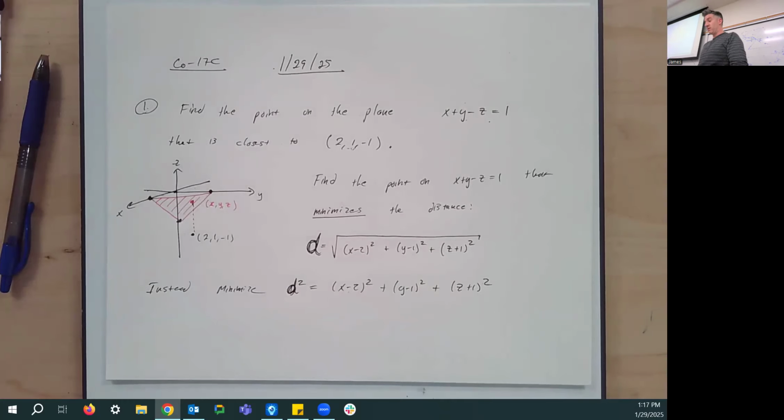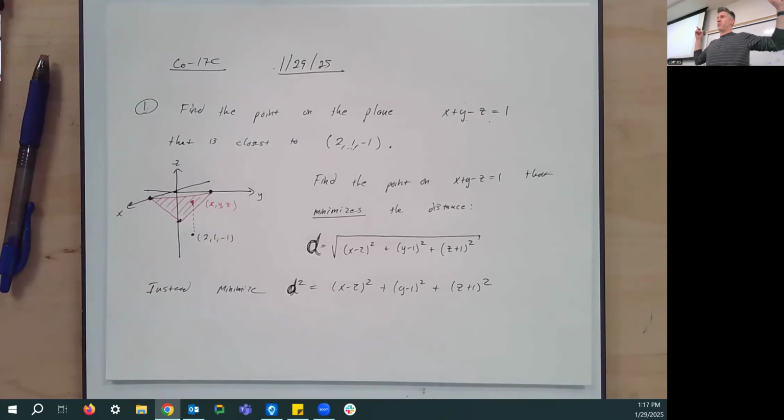The constraint is that the point has to be on the plane, and the equation of the plane is x plus y minus z equals 1. So take your pick, isolate one of those 3 variables. Z is the usual choice. I don't see a reason not to pick Z here. Sometimes it's better to choose one of the other 2.